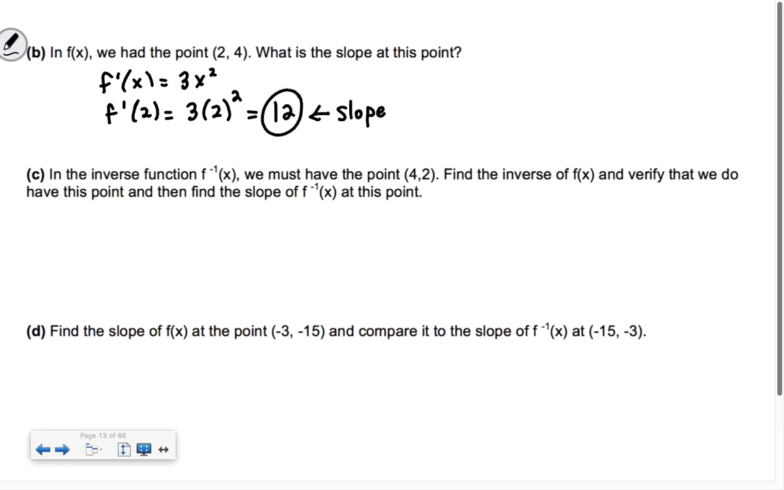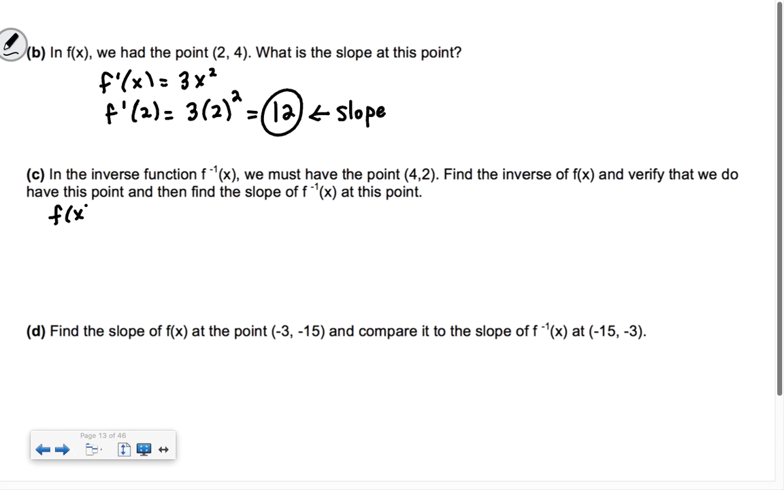Okay, it says in the inverse function, f inverse of x, we know that we switch all of our x and y values. So if we had the point 2, 4 before, what will we have on the inverse? 4, 2, right? We switch our x and y. So we're going to have the point 4, 2. It says find the inverse of f of x and verify that we do have this point, and then find the slope of f inverse at this point. Okay, so we're going to find the inverse.